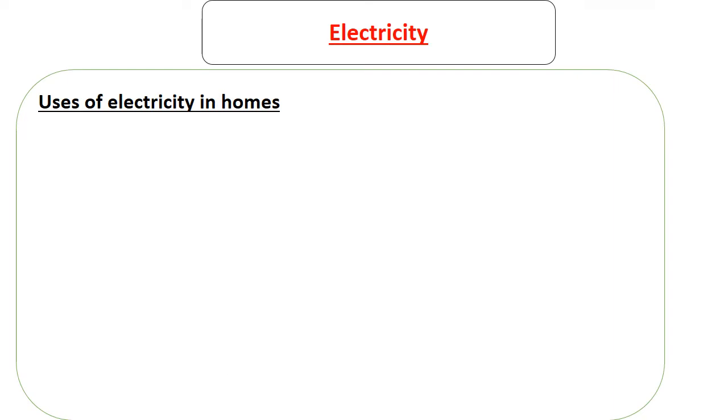Next, we just discuss some things that maybe we already know. Uses of electricity in homes. Whenever you're using an electrical appliance, there is a plug. You plug it into a socket. So we're going to start with what makes up a plug.